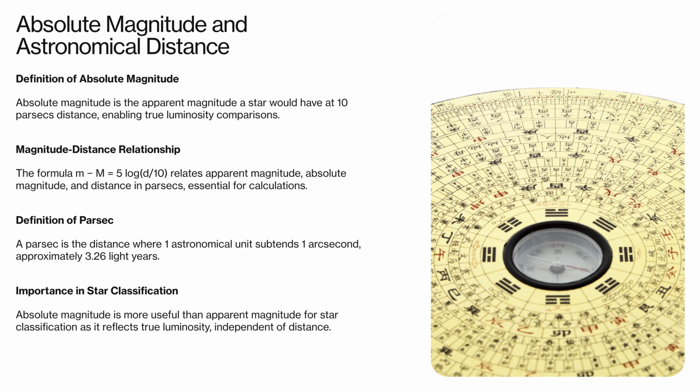The relationship between apparent magnitude m, absolute magnitude M, and distance d in parsecs is given by m - M = 5 log(d/10). The parsec is defined as the distance at which one astronomical unit subtends an angle of 1 arcsecond, and is approximately 3.26 light-years.